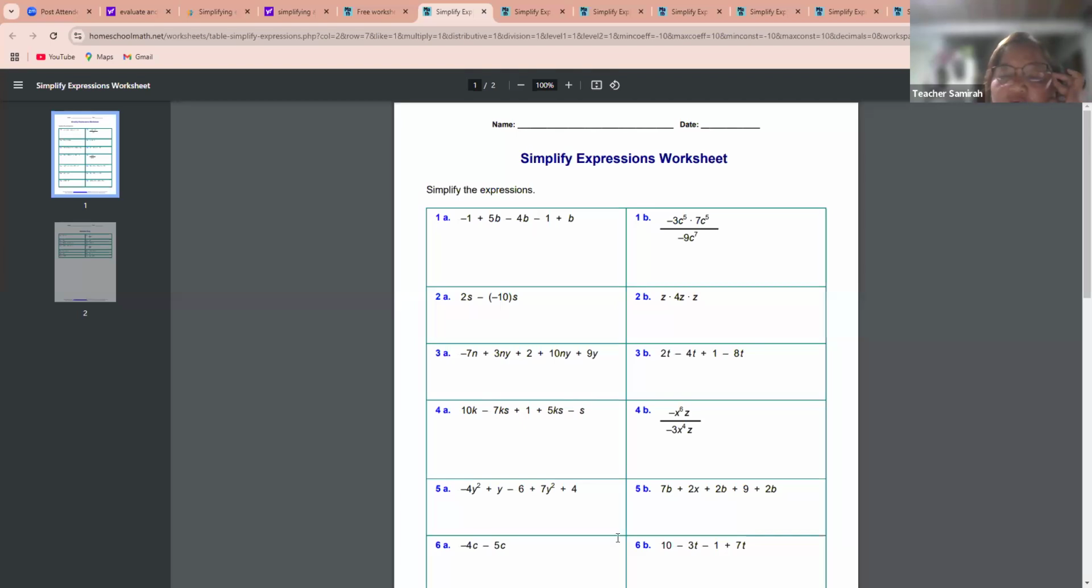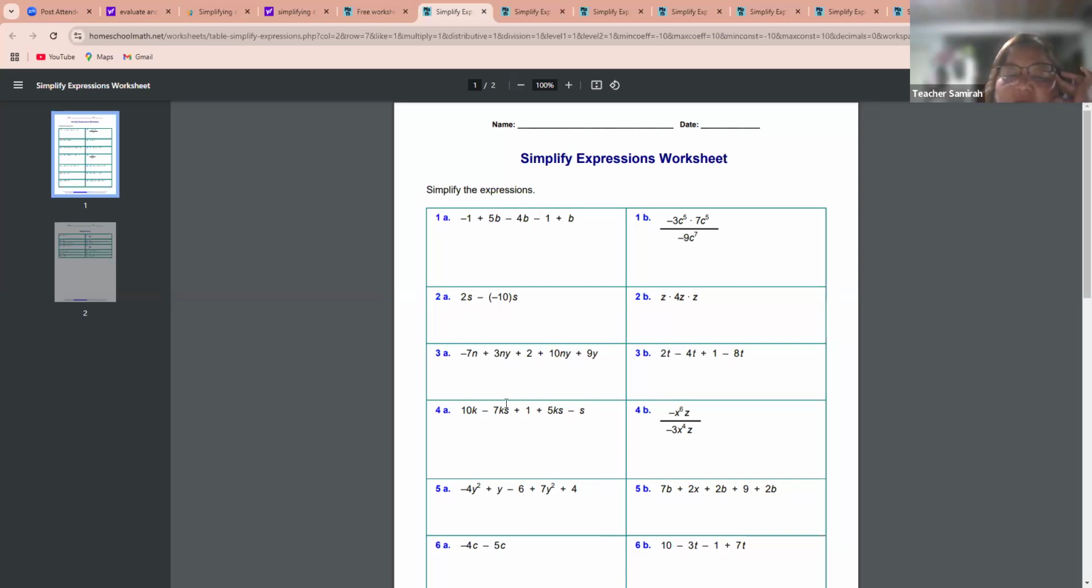You still have some questions? Look at this, Mark. 10k, and then another one is negative 7ks, and then there is 5ks, and then there is negative s. So I am going to write first the negative 7ks, followed by positive 5ks, and then the positive 10k, and then the negative s, and then the positive 1.